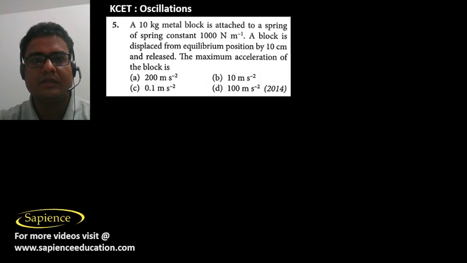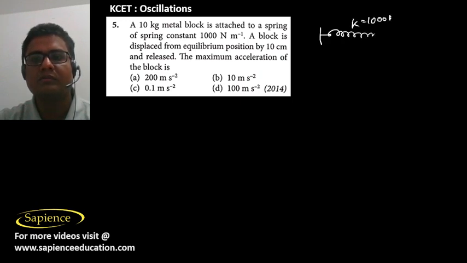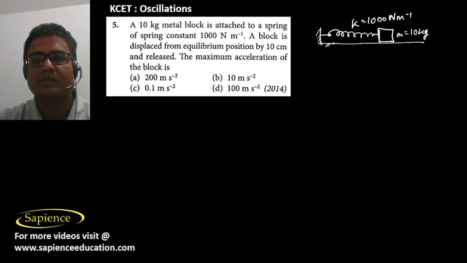Then here it is told a 10 kg metal block is attached to a spring of spring constant. So spring constant is 1000 Newton per meter and the block is having mass 10 kg. The block is displaced from the equilibrium position by 10 centimeter and then released. So it means that the amplitude of the SHM will be 10 centimeter only.